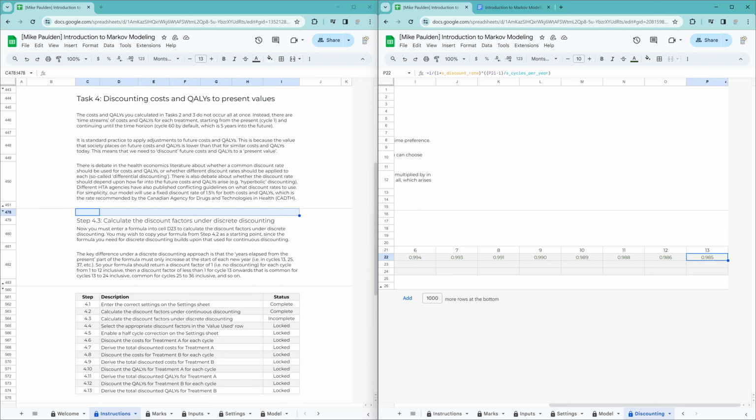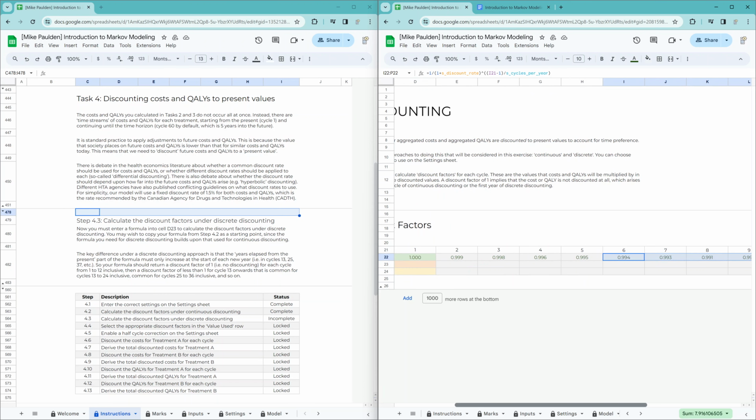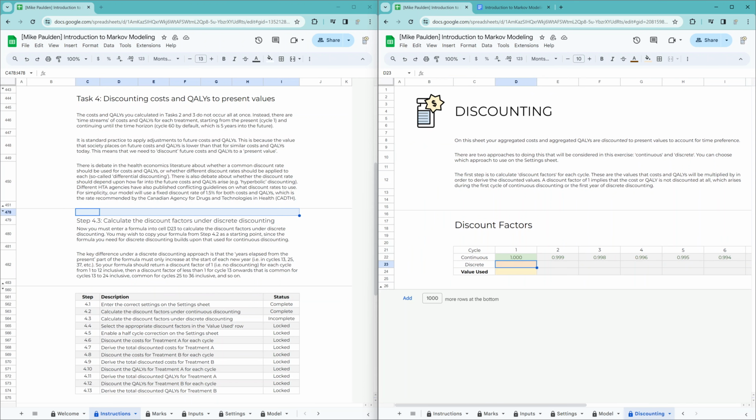And as you can see with continuous discounting, it just falls very, very gradually. It makes no difference when we pass that 1 year mark. We continue to just reduce that discount factor very, very slightly. It's nice and smooth. Okay, what about discrete discounting?